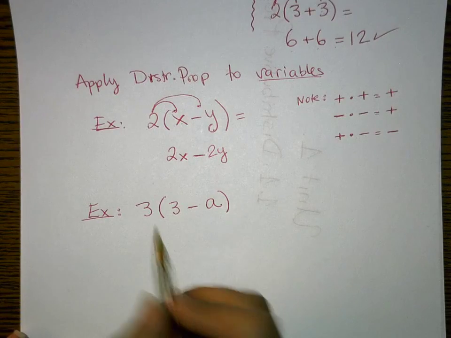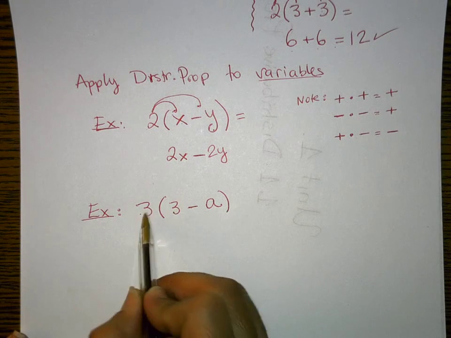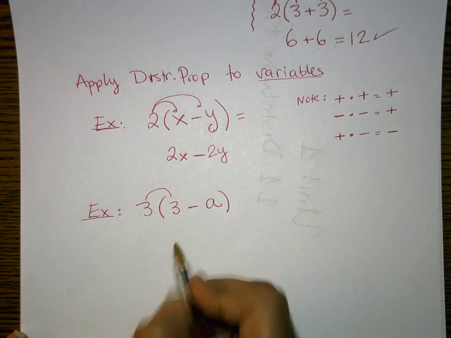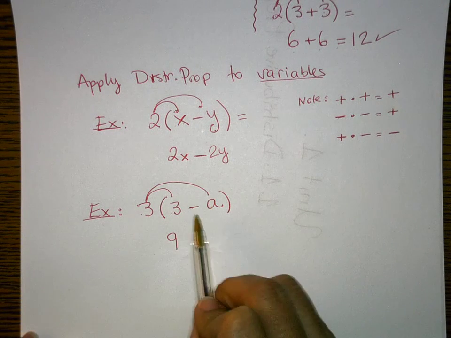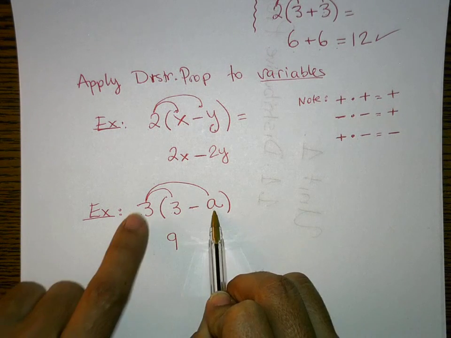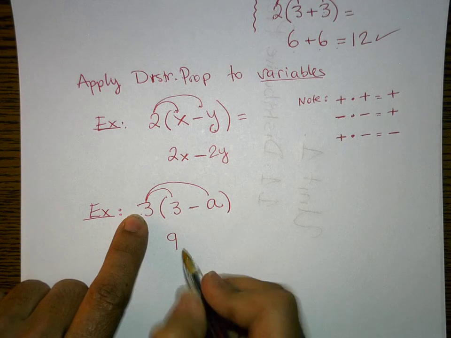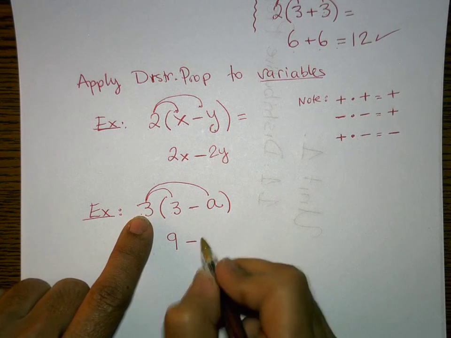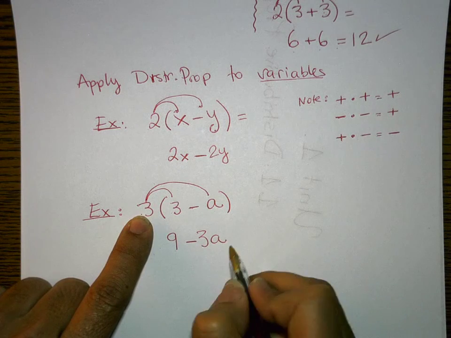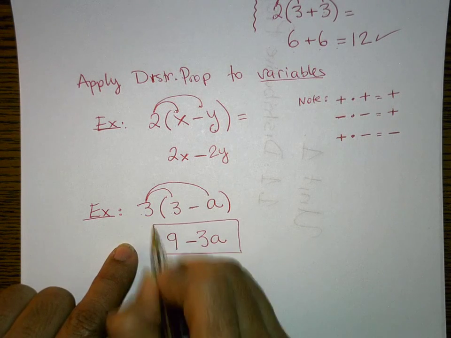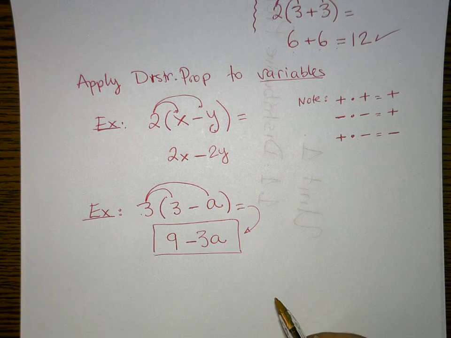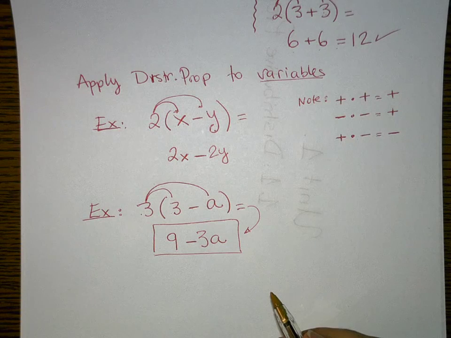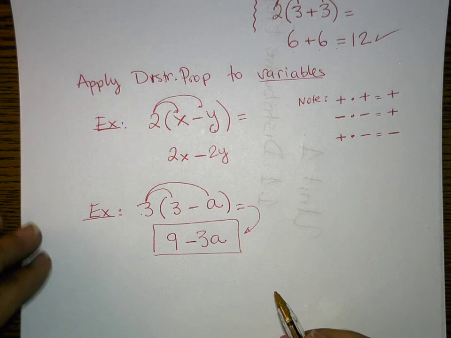So let's see. 3 times 3, they're both positive. 3 times 3 is 9. And 3 times a, but that's a negative a, okay? Positive times negative, different, we get a minus. And 3 times a is negative 3a. So that's the answer right here for this multiplication, okay? So that is what the distributive property we're going to be using here in the worksheet 1.1 for distributive property.